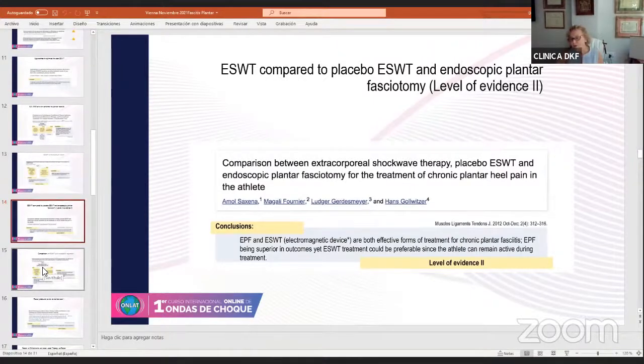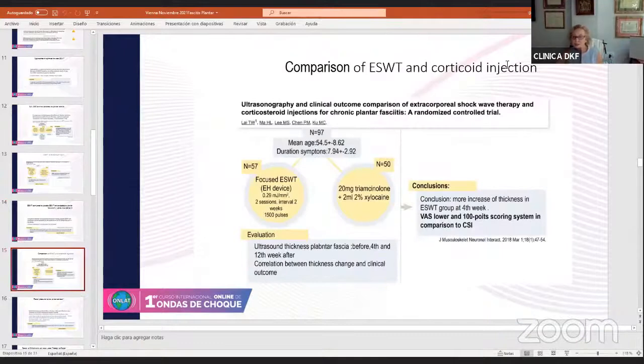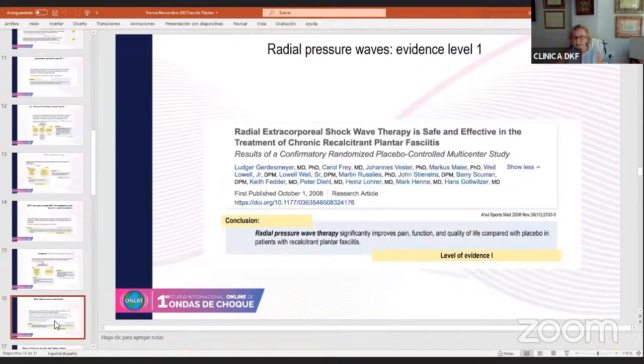So one of the things that I want to transmit to you today is that we should choose our patient very well: the condition of our patient, the possibilities of our patient, concerning the work, the economic possibility also. And comparing corticoid injection with a shockwave group, we have a lower VAS and a better 100-point scoring system in comparison to corticoid. But we have the radial pressure waves.